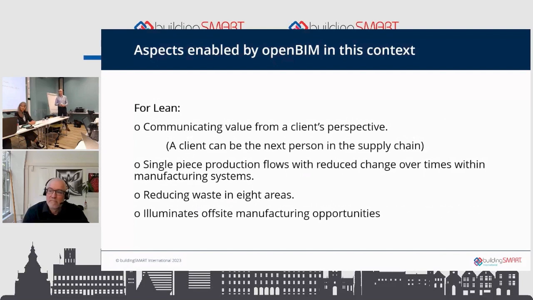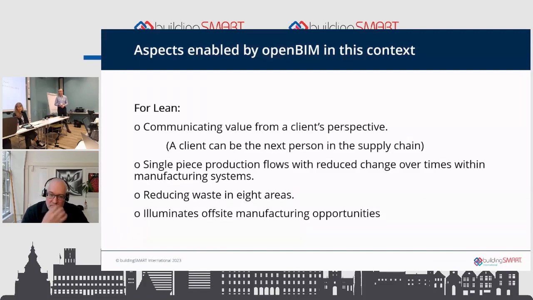And then for lean, communicating value from a client's perspective. And the client can be the next person in the supply chain. What that means is pulling stuff through, not pushing stuff through in the hope it will be used, and getting lost and wasted and broken. It's like pulling stuff through. And being able to achieve single piece production flows. That means being able to make variety quickly, because you're making one at a time, but you're making it efficiently down a flow line. And that means you need reduced changeover times within any manufacturing systems you set up.